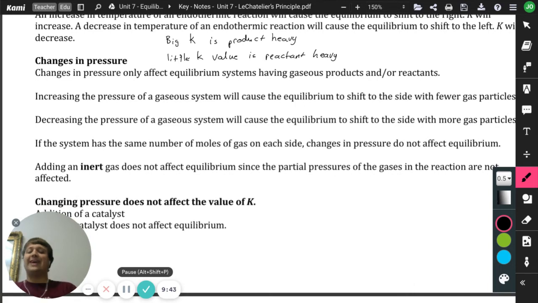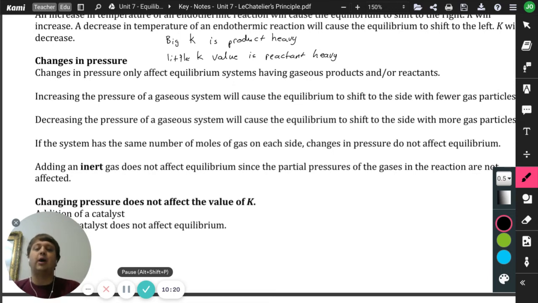Now, what happens if I decrease the pressure in a gaseous system? Decreasing the pressure in that system will cause the equilibrium to shift to the side with more gas particles. And you're like, okay, how does that make sense? Well, think about it this way. I've got very few particles here, and a lot of particles here. So if I decrease my pressure, what's going to happen? I'm going to see a shift over to the side with more, to try to see that decrease in pressure overall over the entire system.